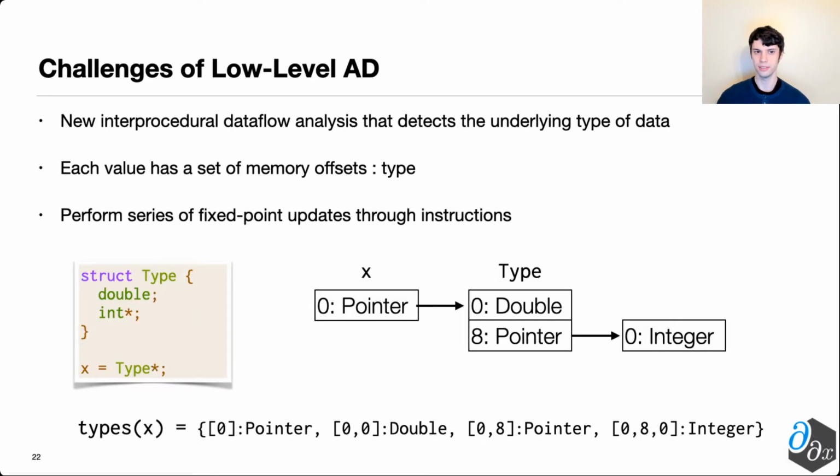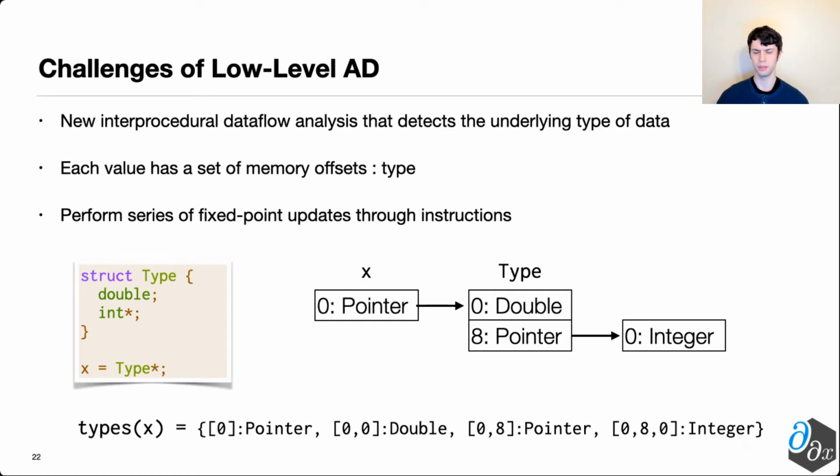What Enzyme does to alleviate this is to present a new interprocedural data flow analysis that detects the underlying type of the data. Specifically, each value in the function has a set of memory offsets that correspond to the type at that memory offset. We then, for every instruction inside of the computation, define a specific rule that says how types flow through that instruction, and then perform a series of updates until we reach a fixed point.